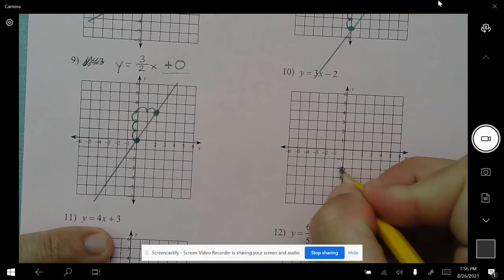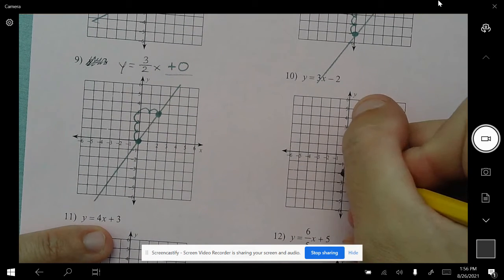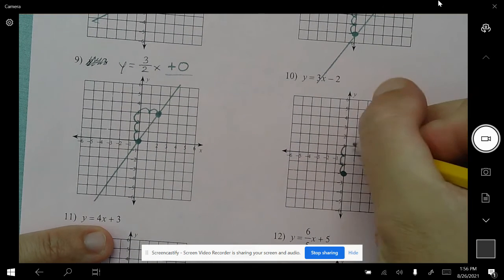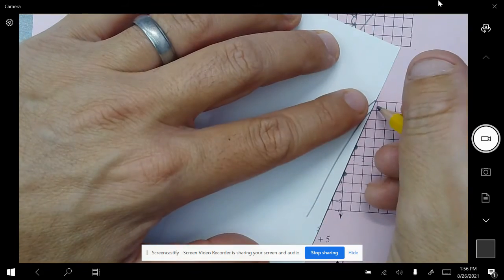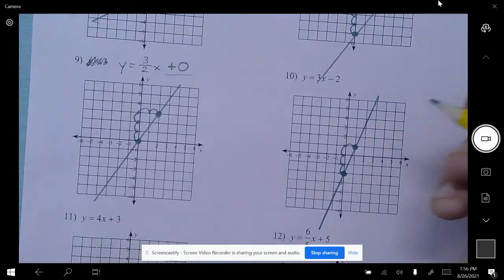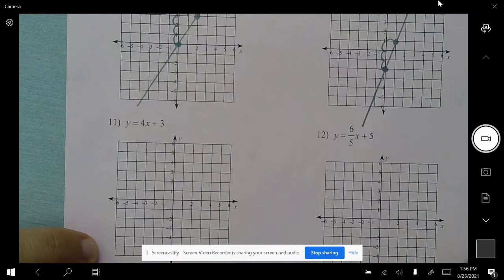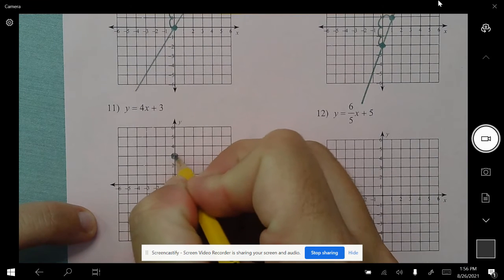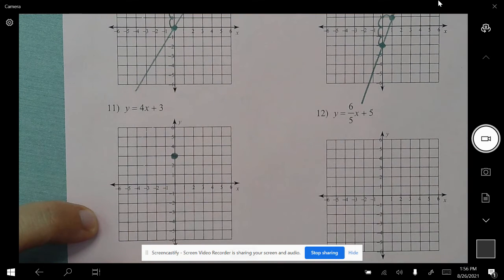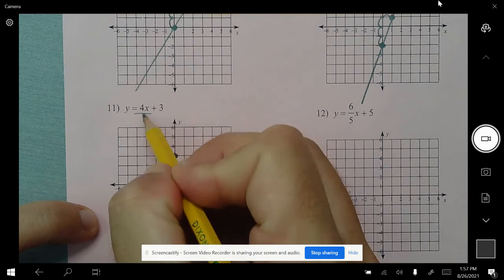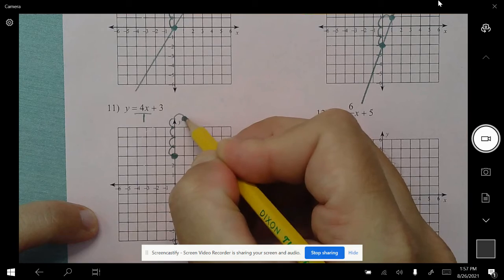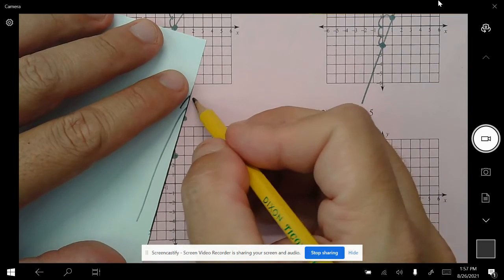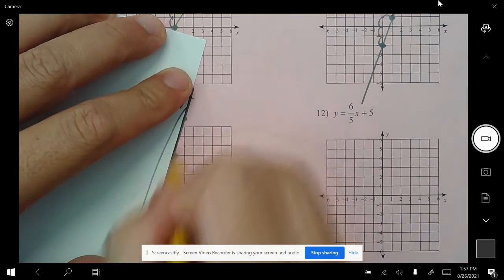Number 10, go to negative 2. Rise 3. 1, 2, 3 over 1. Number 11, you're going to go to positive 3. Now this one's kind of confusing. You're going to rise 4, run 1. 1, 2, 3, 4, and run 1. You can leave it this way. I'm going to teach you a way to do it even better later on this year, but that's fine. Oops, I'm going to mess that up.